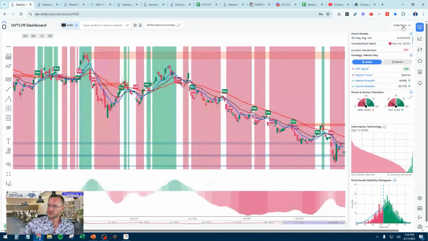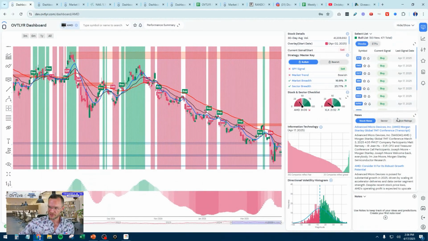Now, a couple other things I wanted to show you over here. First, this should look familiar, but we have a new master key widget. This is so freaking cool. A new master key widget.